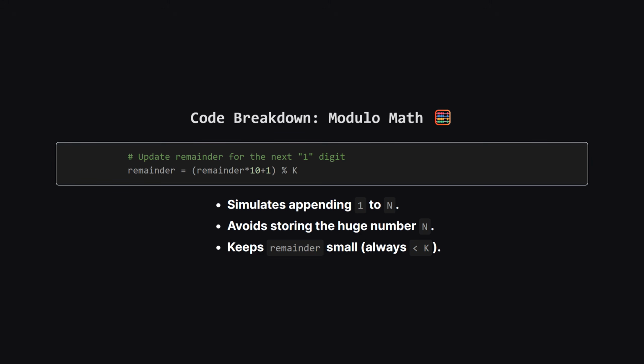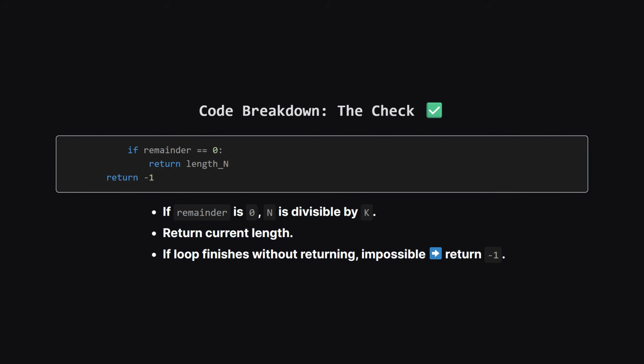It keeps our values manageable. Finally, inside the loop, we check, is our new remainder 0? If it is, congratulations, we found a number made of ones that is divisible by k. We immediately return length n. If the loop finishes all k iterations, and we haven't returned yet, we know it's impossible, so we return -1.